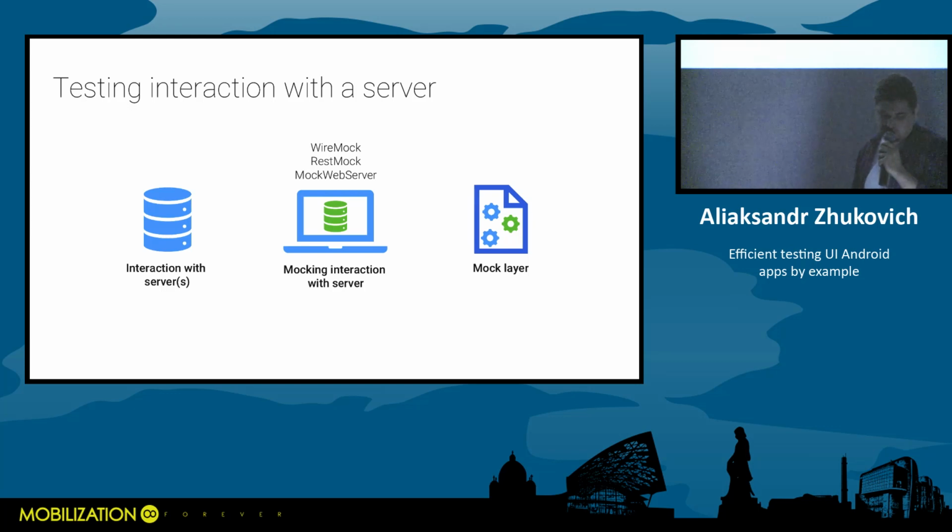First of all, it's an end-to-end test, when we can interact with our debug or release server. The next option is mock interaction with the server, when we can mock some responses from the server. Here we can use REST mock, WireMock, and other tools like this. And we can mock one of our layers. This approach requires some testable architecture, because if you have testable architecture, you can mock one of your layers without any problem.